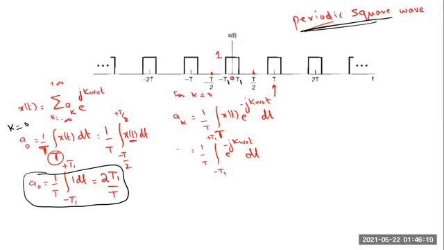Now, this is a simple integral that you can easily solve. So I'm going to write down the answer that you will get: a_k equals 2 sine of k omega naught T1, divided by k omega naught.